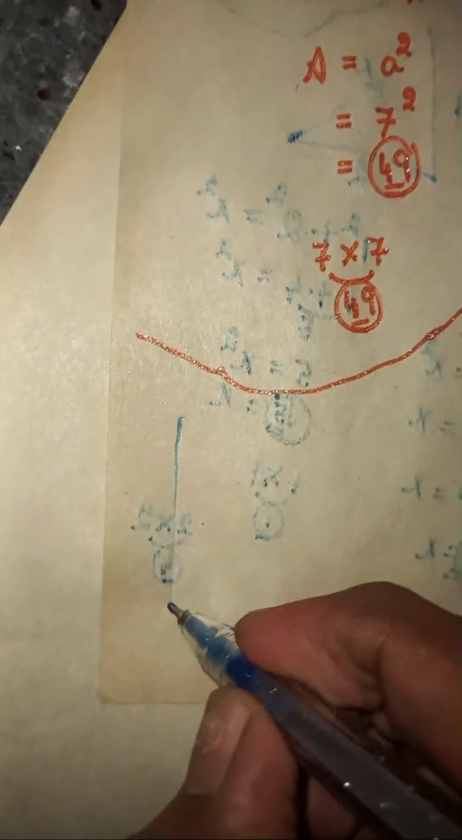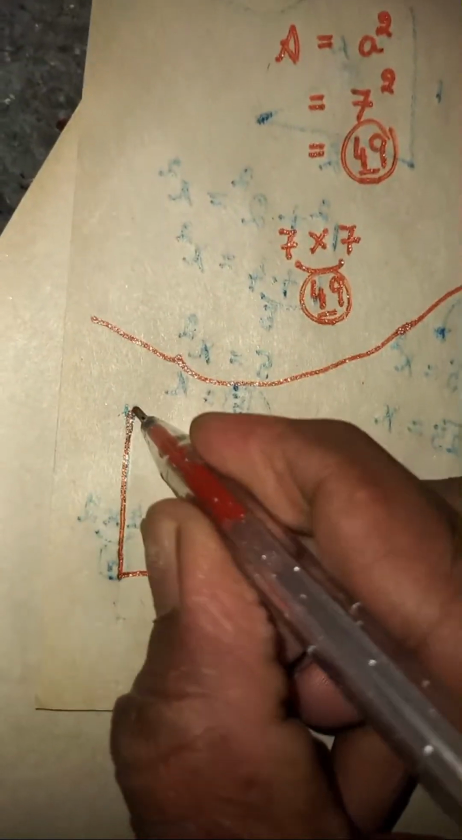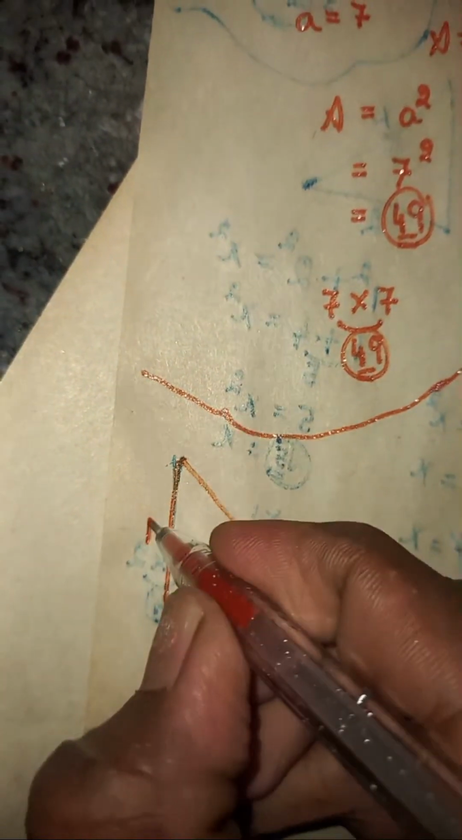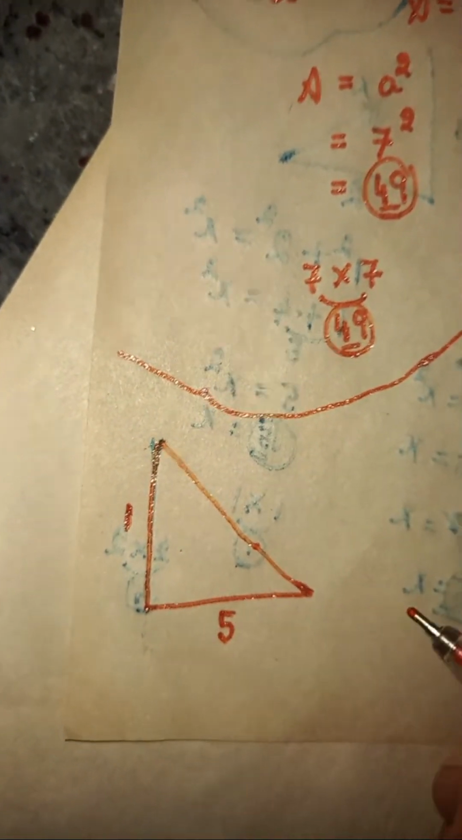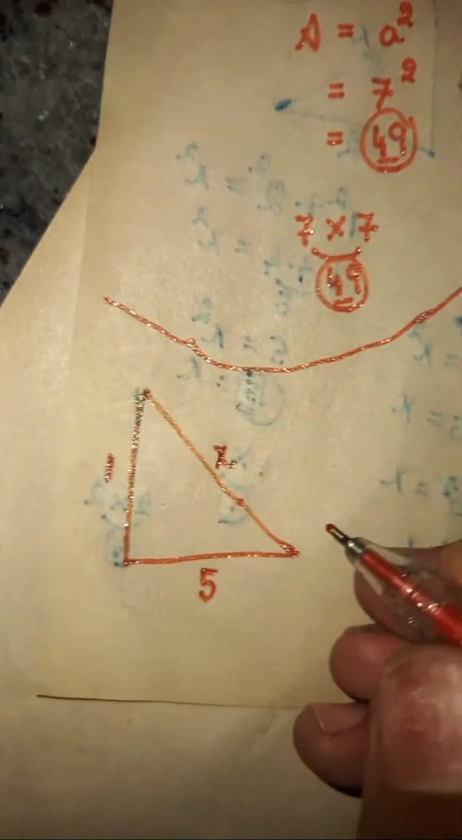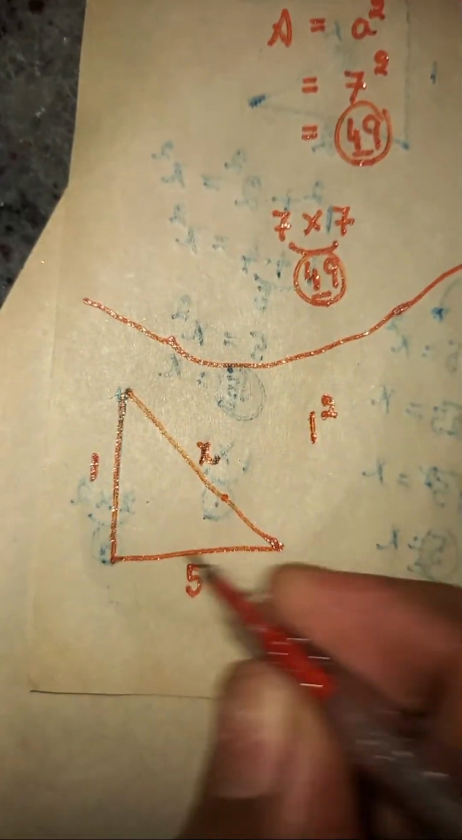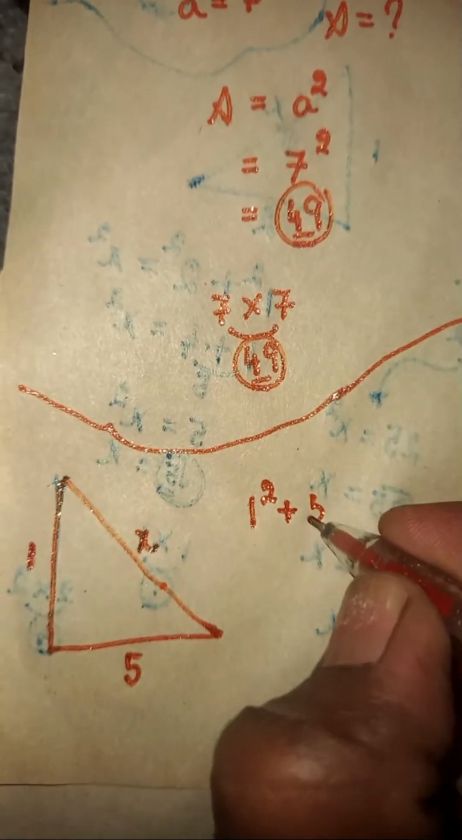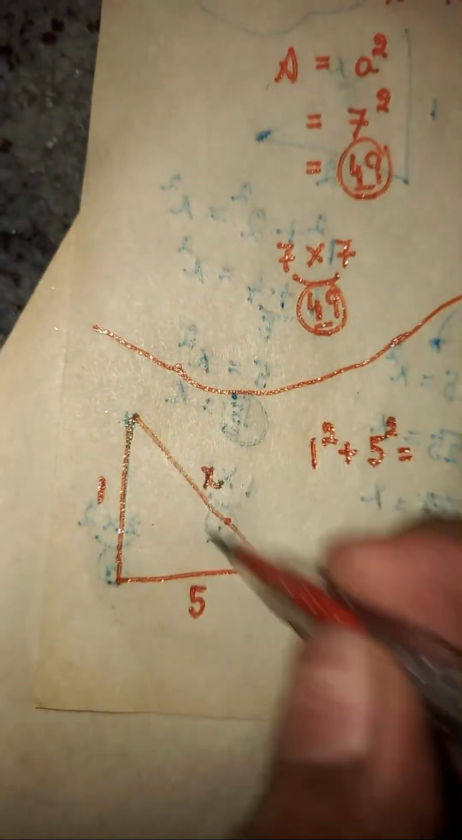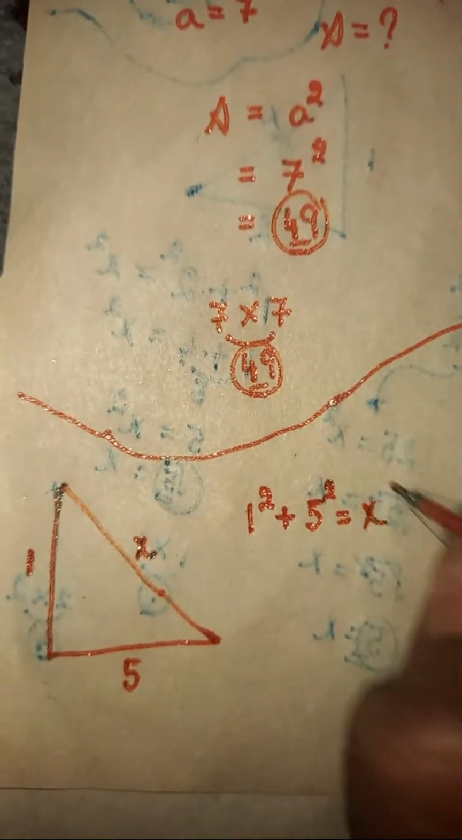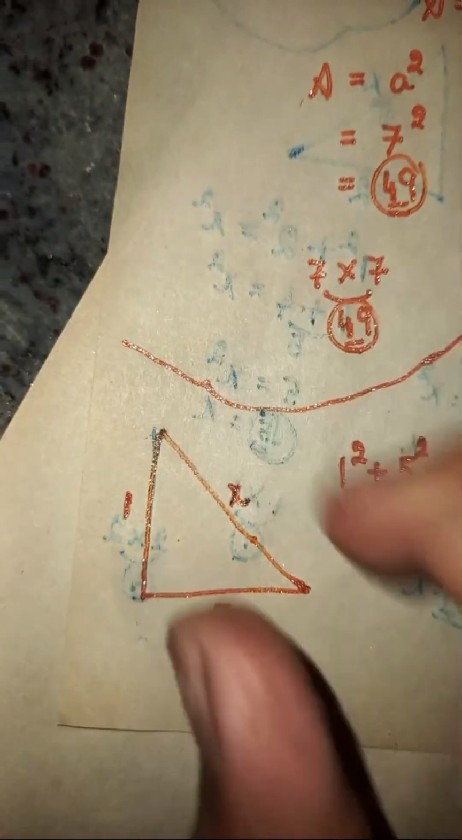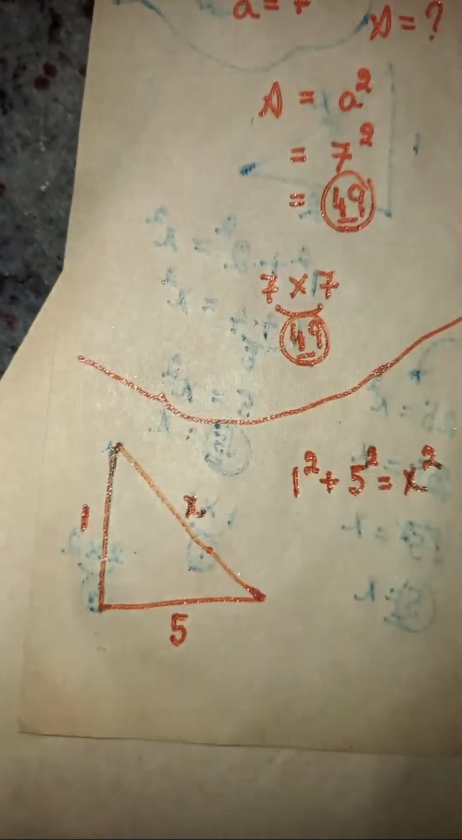Let's take one more triangle, and in this triangle they have given it like this, that is, this side length is 1 unit and this side length is 5 units. Here also you need to find out x, that is the hypotenuse. Do it in the same way, that is 1 squared, this side length squared, plus 5 squared, which is equal to the hypotenuse squared, that is x squared. That is, this side length squared plus this side length squared is going to become equal to the hypotenuse squared.